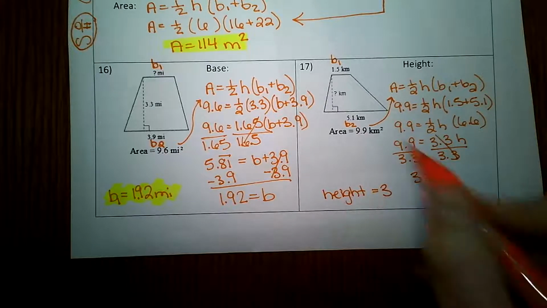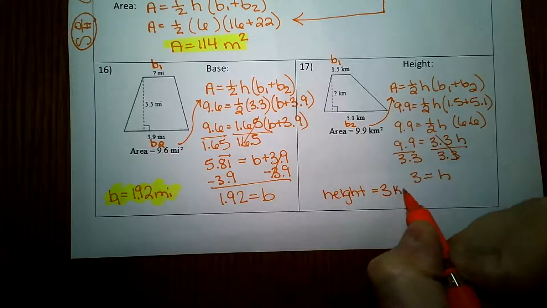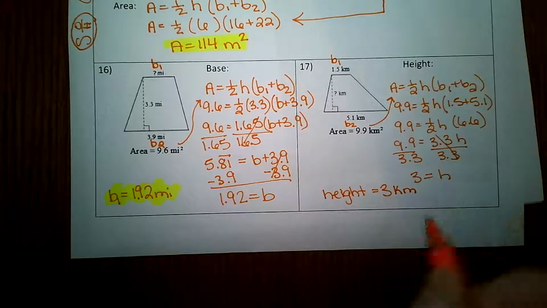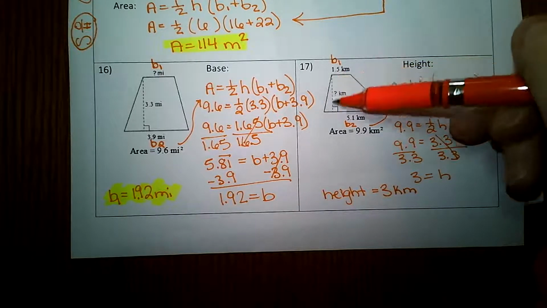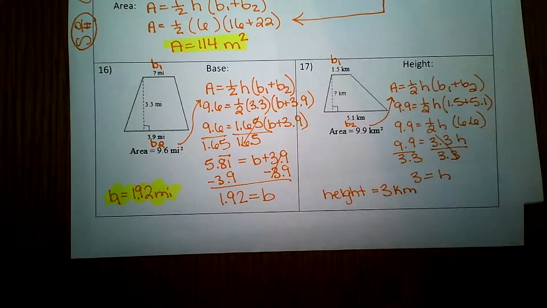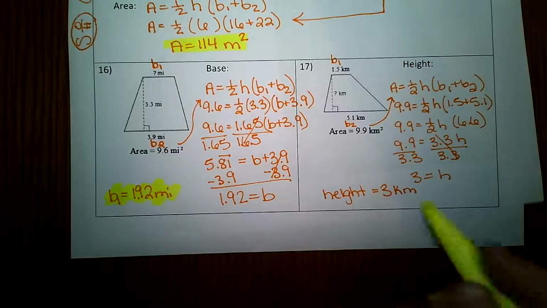3 whats? 3 kilometers or 3 kilometers squared? Well, remember, height is something that you would measure with like a tape measure or a ruler. So it's not a squared value, it's just kilometers.